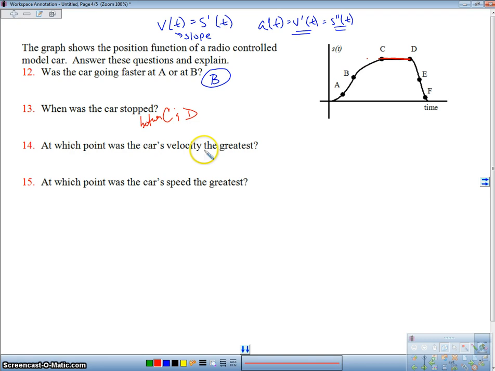At which point was the car's velocity the greatest? The velocity is the greatest when the slope is the greatest. Slope here is like this, very steep, and then like this. But this slope is negative, this slope is positive, so I would say B, because we say positive slope and we're talking about velocity. Whereas when we say where the speed is the greatest, we're talking about the absolute value, which in this case, E definitely looks like it's sloped the greatest, so that is E, because it's the absolute value of velocity.